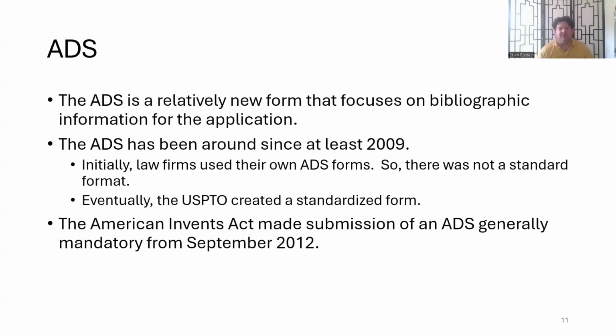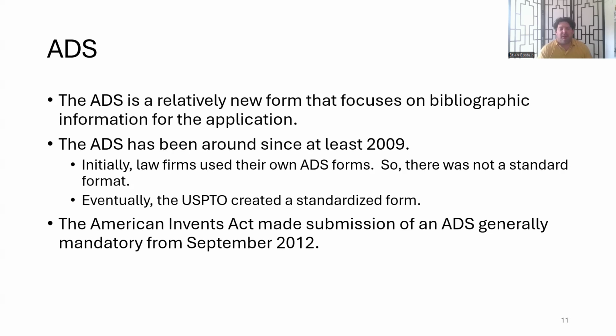Brian, what's this ADS? It's a relatively new form that focuses on bibliographic information for the application. It was around a long time ago. I don't remember. I don't think it was common at my first firm when I joined. I think it was introduced just a year later, but it's been around since at least 2009.